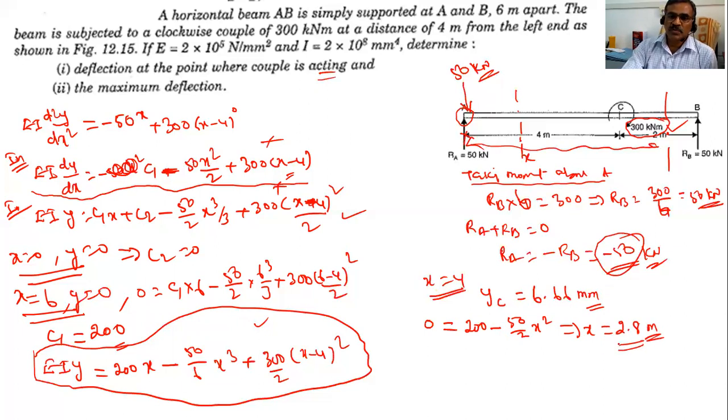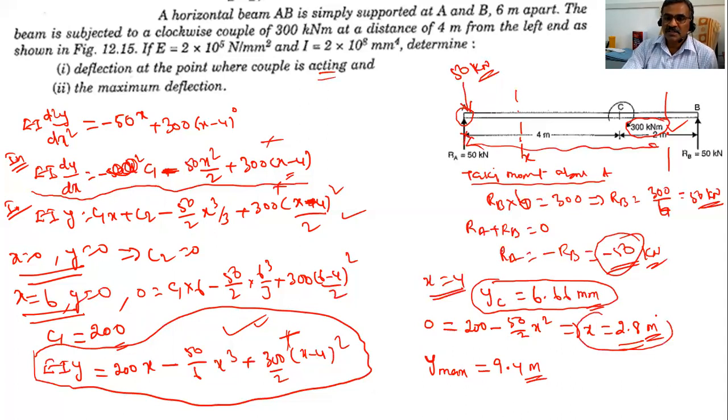Now you substitute the value 2.8 in this equation. If you substitute, you can find the value of y max. Here also you don't take the last term. Then y max is equal to 9.4. Now we have the deflection at C, YC. The location of the maximum deflection is 2.8 meters and the maximum deflection is 9.4. So this is the way we have to solve this problem.